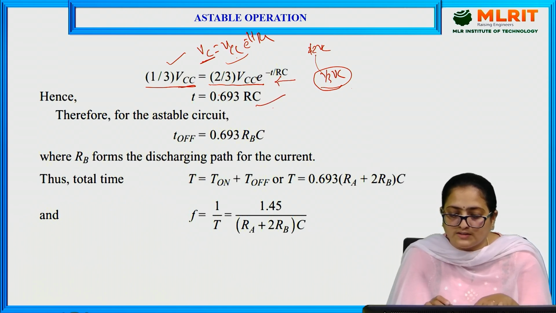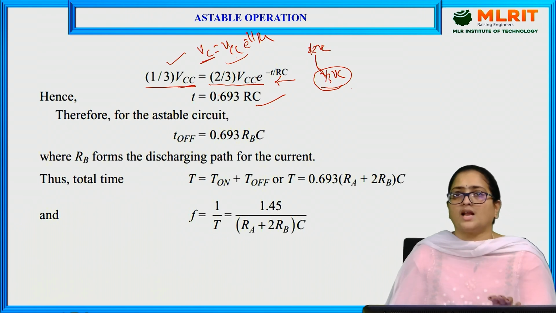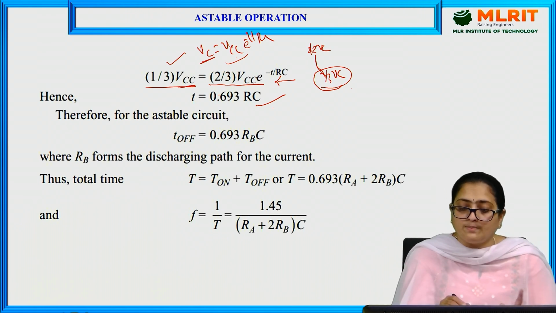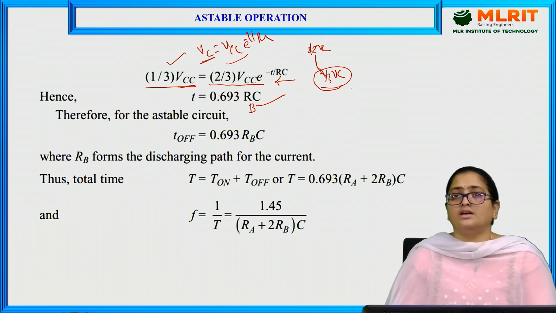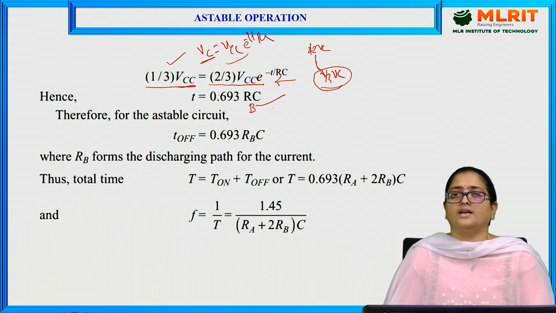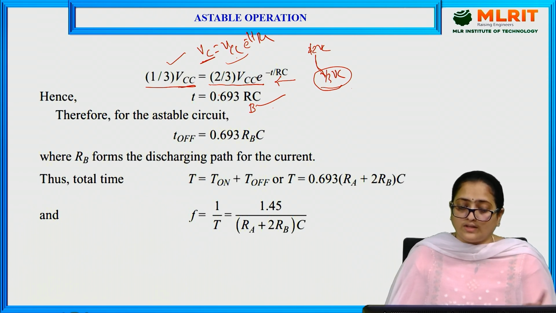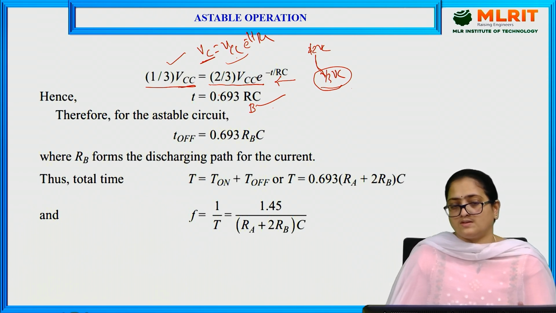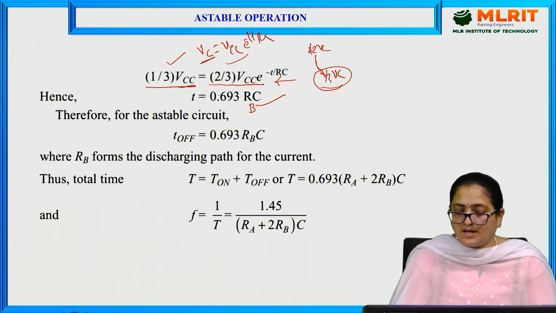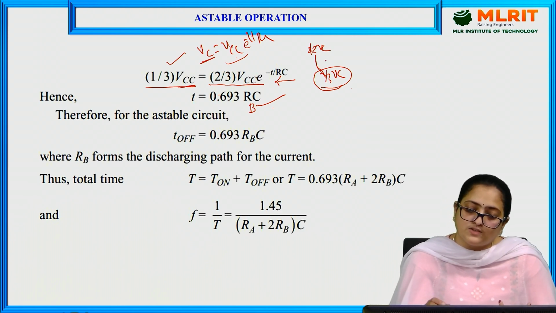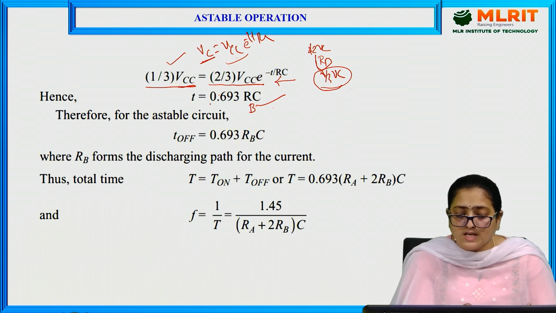The discharging can be done with a single resistor, which is RB, whereas charging can be done by both RA and RB. That is the reason why for the on time I have given 0.693 into RA plus RB into C. Here the discharging is going to be done only with the resistor RB. So T off time will be given as 0.693 into RB into C.